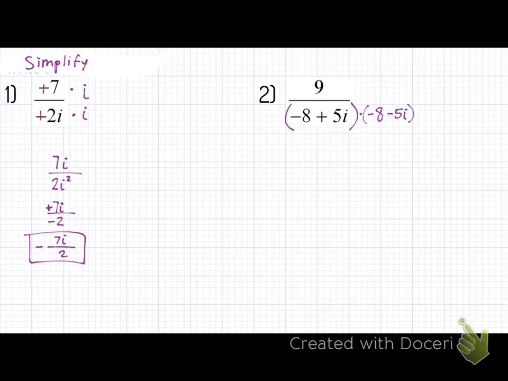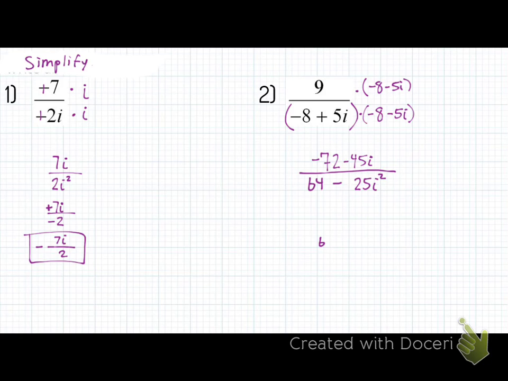And we're going to do the same thing in the numerator, same conjugate. And then we're going to multiply. We got negative 8 times negative 8 is positive 64. 5i times 5i is 25i squared, and then I'm just going to put a minus sign in the middle. This is normal difference of squares when we multiply. Then we're going to multiply the numerator. 9 times negative 8 is negative 72. And then 9 times negative 5i is negative 45i.